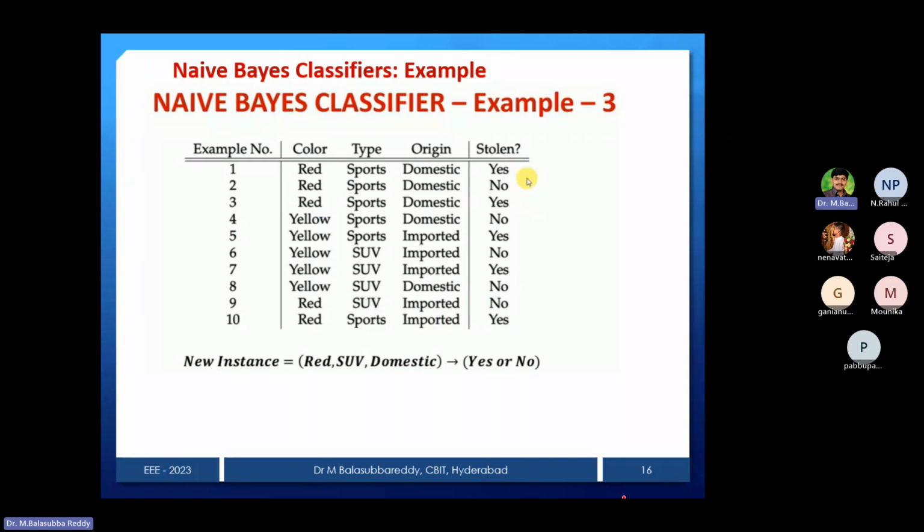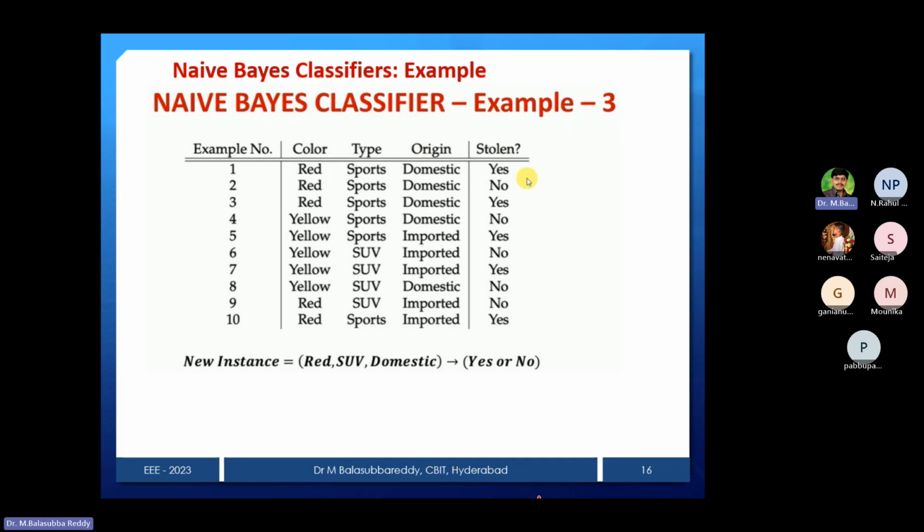Now, similarly, I have given a lot of problems for your practice purpose. In the exam, they may give anything, even general ones also. You have to understand how to solve the problem using the naive Bayes algorithm.